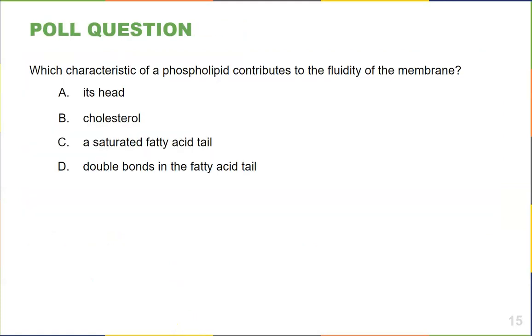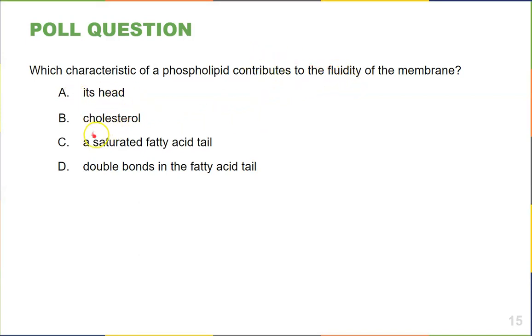Alright, so here's a poll question. Which characteristic of a phospholipid contributes to the fluidity of the membrane? So that is going to be letter D. Double bonds in the fatty acid tail are going to contribute to the fluidity of the membrane.